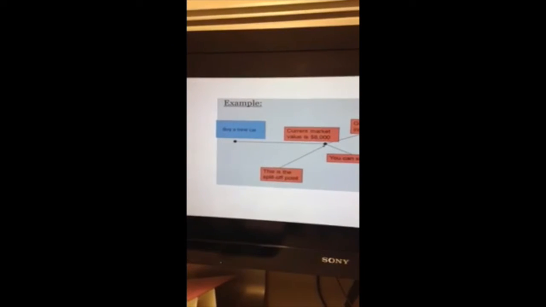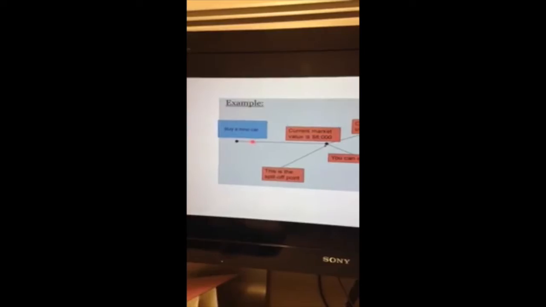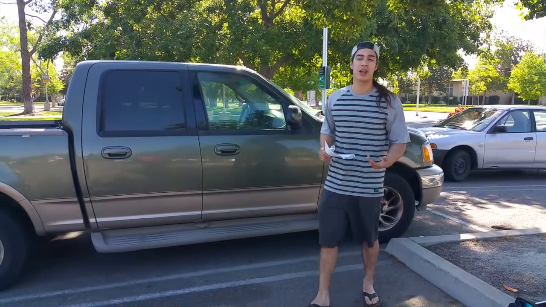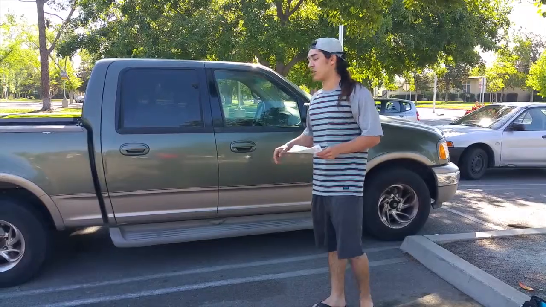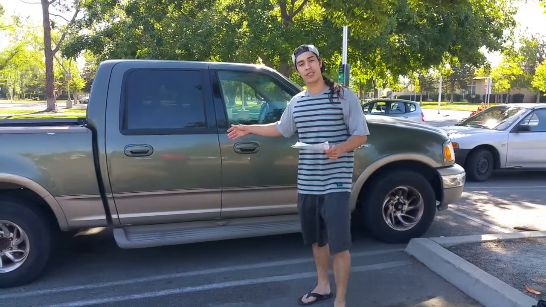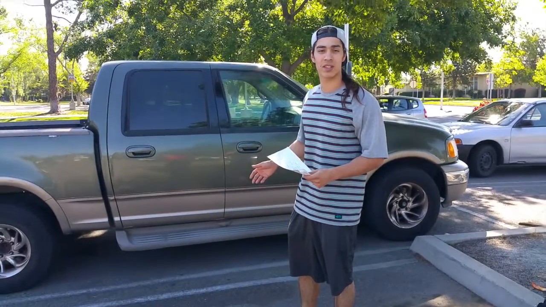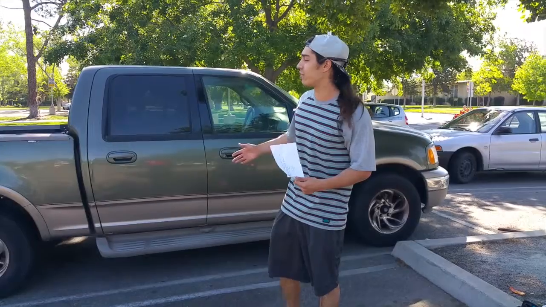We have another example. When you buy a new car, you can decide whether to sell it or process it further. So I just bought this truck, and I want to figure out if I want to sell it now and make a quick profit, or if I can add some value to it and make some more profit. First off, I bought the truck for $7,500. I could sell it now for $8,500, make a quick $1,000, or I could redo the paint, redo the upholstery, add a stereo, add some value to it.